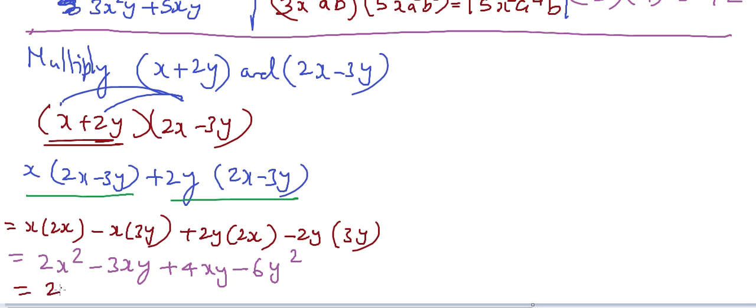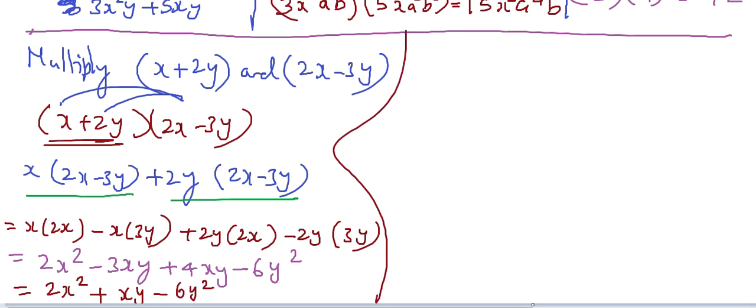So 2x square, and see minus 3 minus 4 is minus 1, so minus 1 xy, but we don't write minus 1, so just minus xy. Sorry, minus 3 plus 4 is what? 1, it's not minus 1. Minus 3 plus 4 is 1xy, so just xy, minus 6y square. Okay, so this is the result. Okay, let's look at another one.